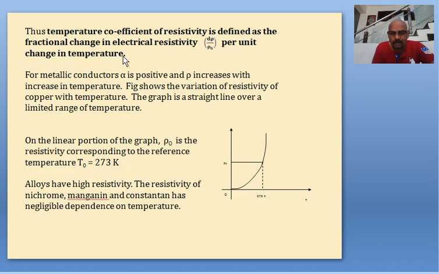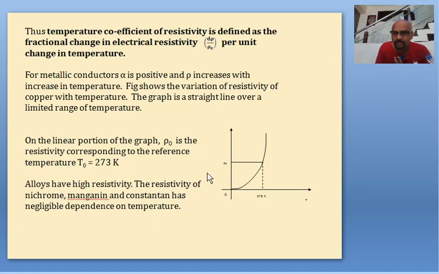And another important thing: for conductors, metallic conductors, alpha is positive. What do you mean by alpha positive? With the increase in the temperature, the resistivity increases. That's it. That is the meaning of alpha being positive. Temperature increases, resistivity increases. Rho increases with increase in temperature.